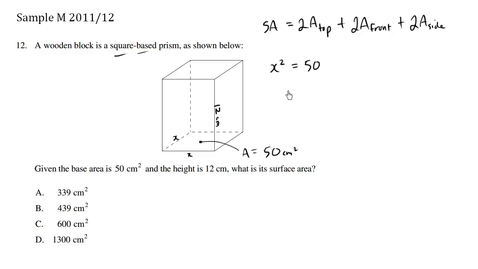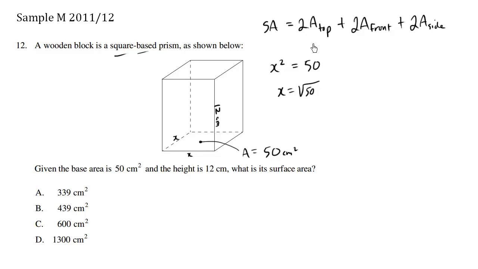So if we take the square root, we get x is equal to the square root of 50, which we could simplify, but let's not bother. We know that it's going to be a positive value because you can't have negative lengths. So this is the square root of 50.